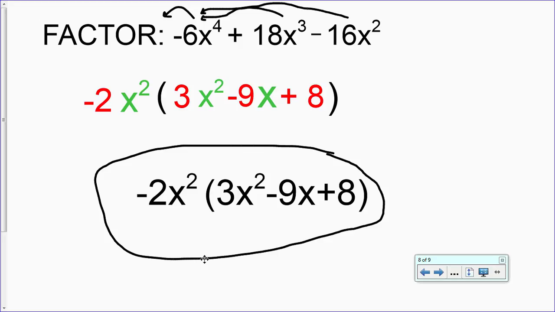Okay? And we're going to do more with factoring as we go on, but this is all we need to worry about right now, is factoring out that monomial.